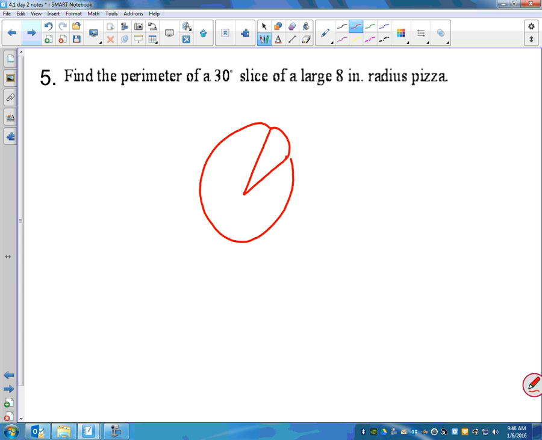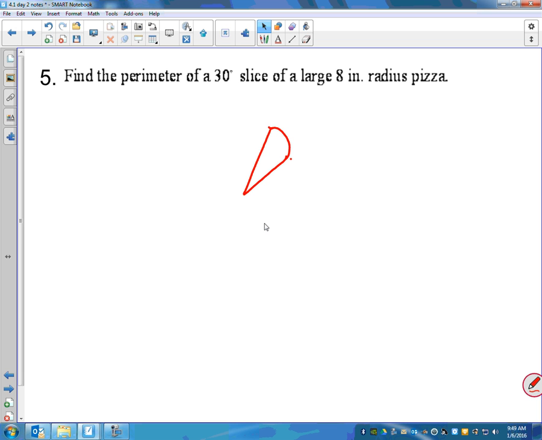If I'm talking about the perimeter of the pizza, what am I talking about? Of the pizza slice. Anyone? Perimeter? Hello? All the way around. So the perimeter of a pizza slice, all the way around, is going to be this part, plus the curved part. It's an 8-inch radius pizza, so where does that go on my pizza slice? It's 8 inches.